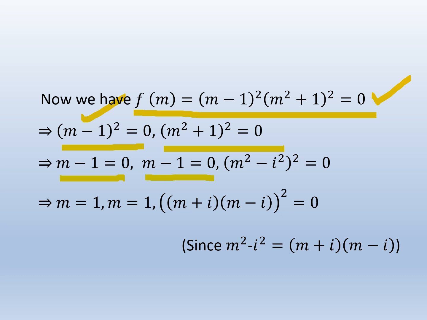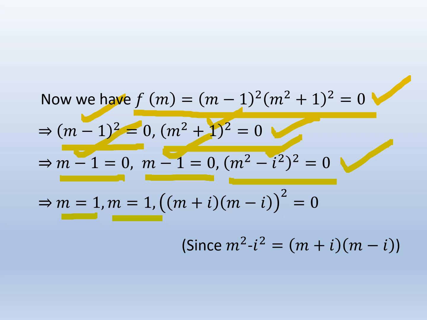Here, (m^2 + 1)^2 = 0 can be written as (m^2 - i^2)^2 = 0, since 1 is replaced with -i^2 in the equation. So we have (m^2 - i^2)^2 = 0. Here, m - 1 = 0 gives m = 1. Again, m - 1 = 0 gives m = 1.